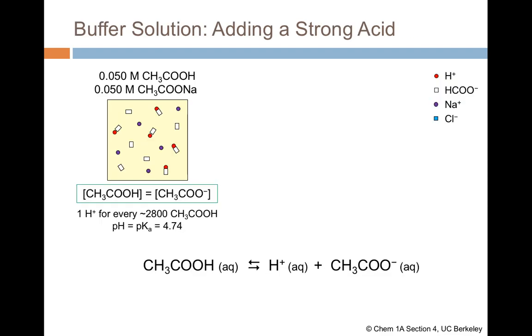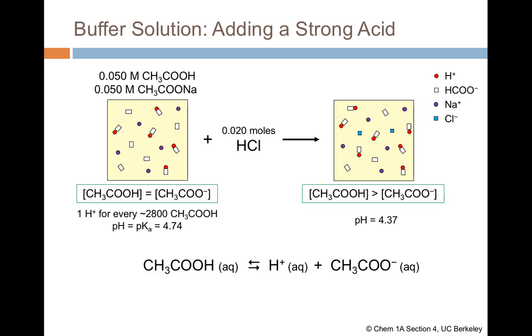We can also look at the molecular level changes that were just explored on the previous slide. We are starting from our high concentration but equal moles, 1, 2, 3, 4, 5 acetate ions and 1, 2, 3, 4, 5 acetic acid molecules. When we add 0.2 moles of HCl, what do we see?